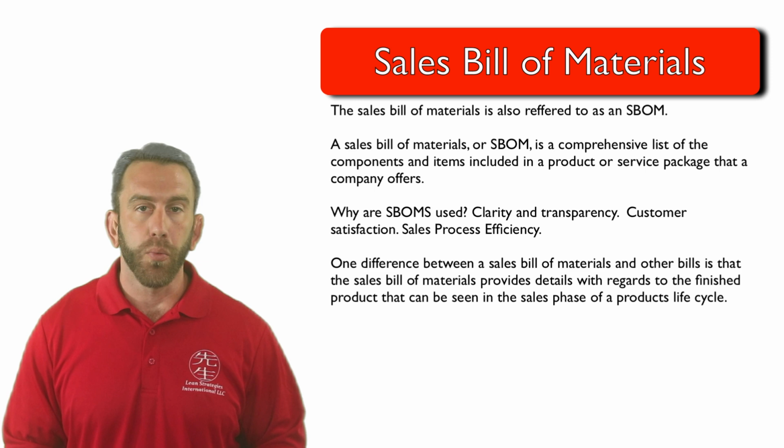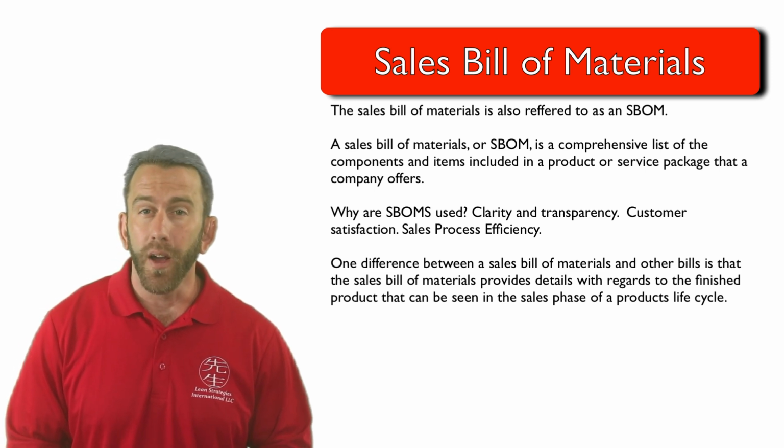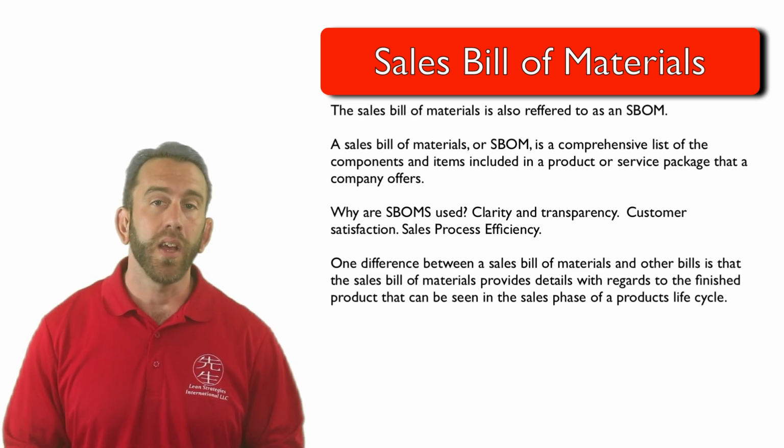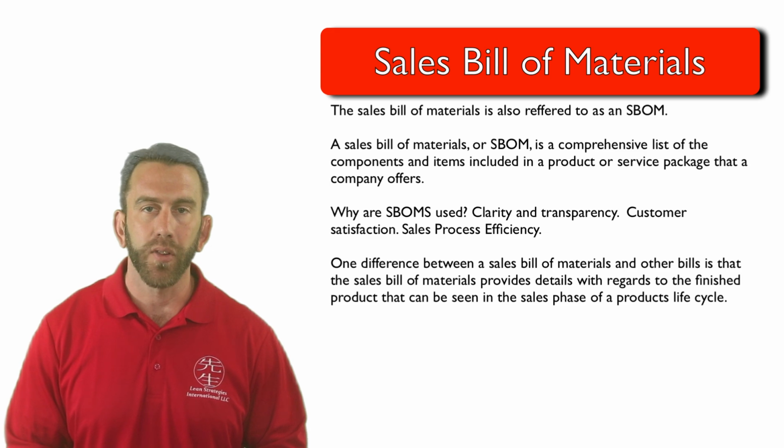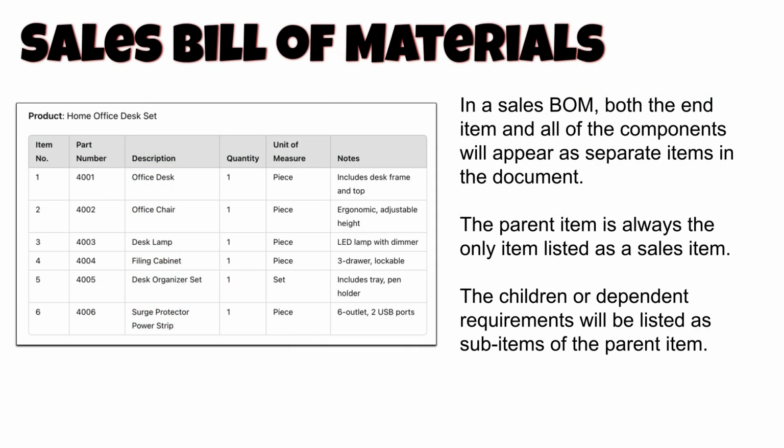One difference between a sales bill of material and other bills is that the sales bill of material provides details with regards to the finished product that can be seen in the sales phase of a product's life cycle. In a sales BOM, both the end item and all of the components will appear as separate items in the document. In addition to this, the parent item is always the only item listed as a sales item. The children or dependent requirements will be listed as sub-items of the parent item.